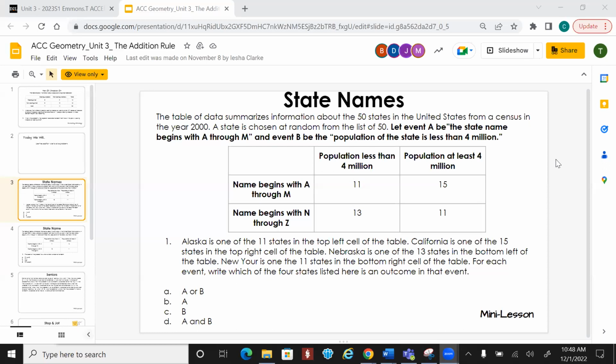This is a lot of information. New York is in the bottom right. For each event, write which of the 4 states listed here is an outcome in that event. So you're picking Alaska, California, Nebraska, or New York.